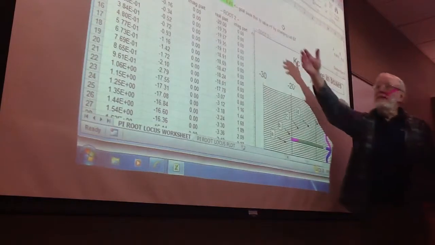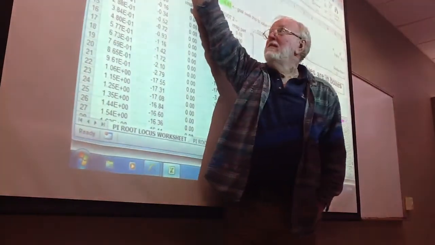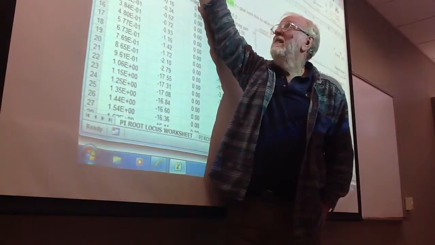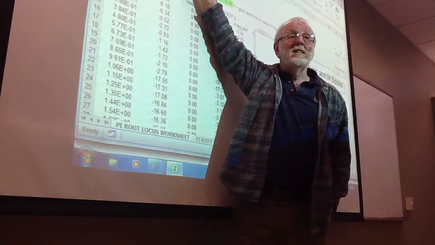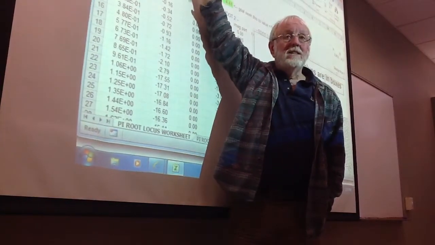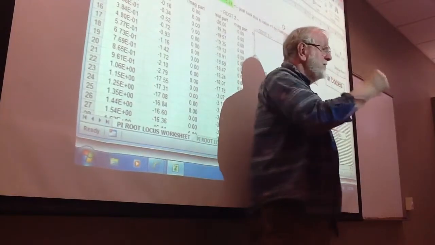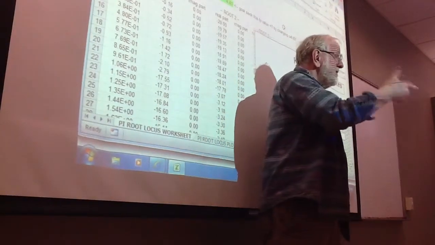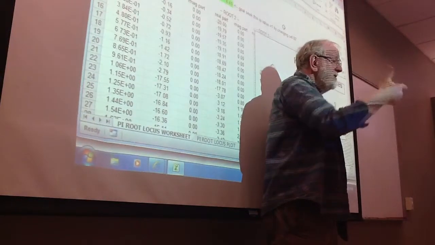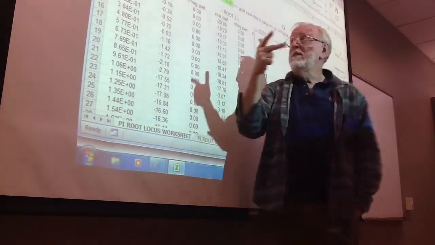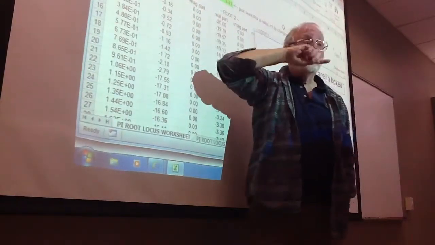What are these yellow things here for? Your parameters: gain, tau, T0, and tau sub I. Gain, tau, and T0 is what I really want you to know for your system. Steady state gain, time constant, and dead time. Tau sub I is what you get from one of those formulas.